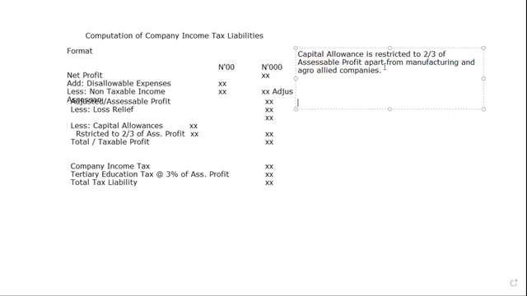No, sir. No or yes? I said that capital allowance is restricted. That means any capital allowance you have, you cannot take more than 2/3 of accessible profit, except where the company is an agro-allied company or a manufacturing company.